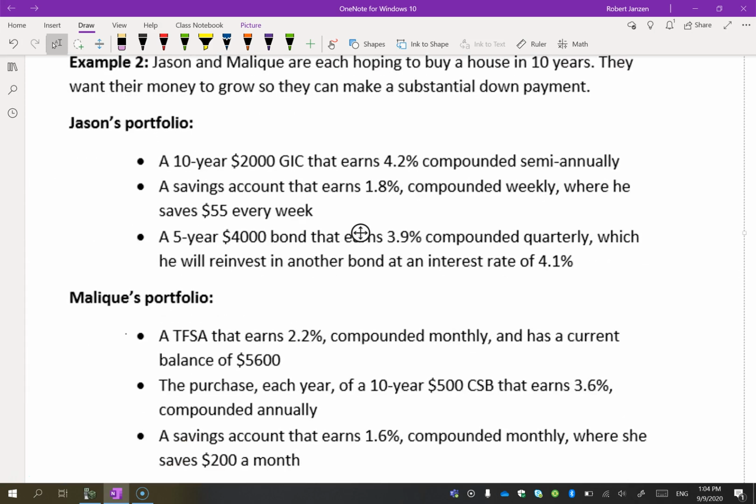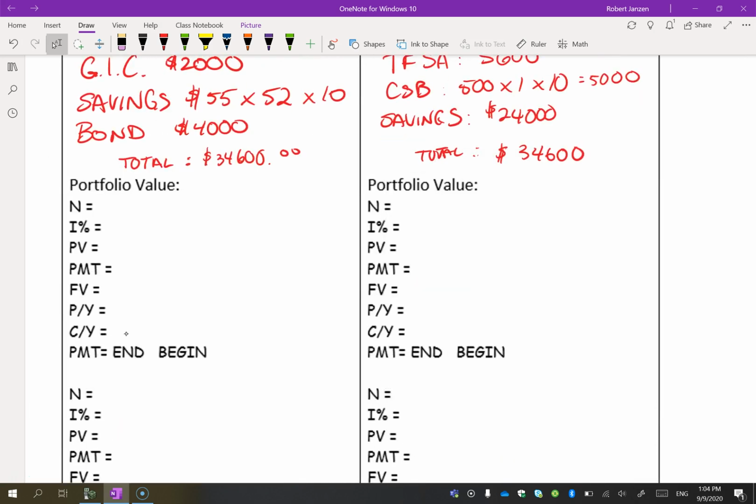All right. So Jason, he's got a 10-year GIC of $2,000. Let's take a look at that one. So he's going to put in $2,000. He's going to do it for 10 years, reinvest it every year. That's what 10 times 1 is. So one payment. No money being put in monthly. It says it has an interest rate of 4.2% compounded twice a year. So what does that equal after 10 years? It's going to be $3,030.71.